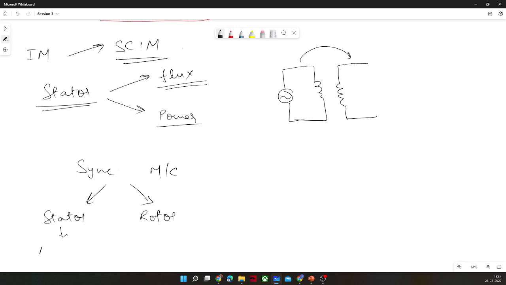A stator has the armature or the power winding. It provides the power.